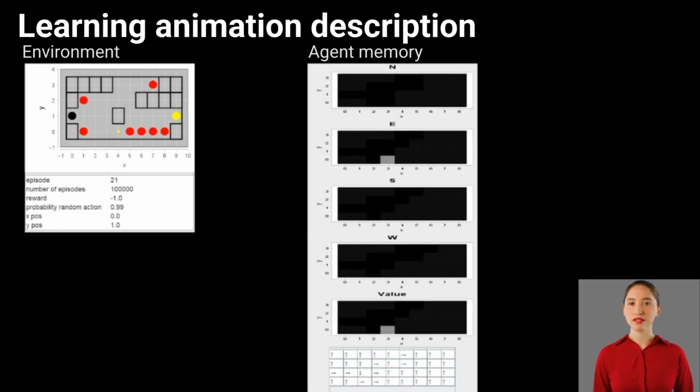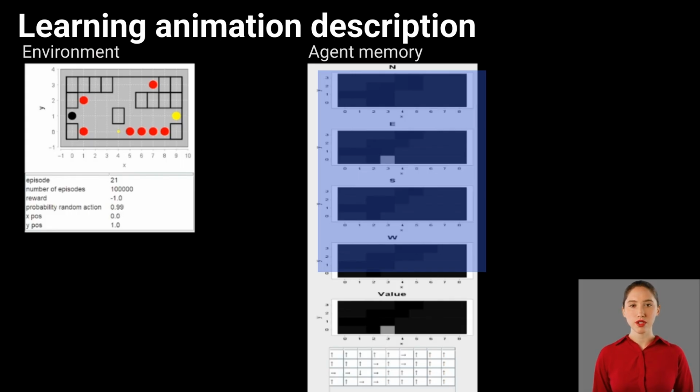The frame on the left represents the environment. Red objects denote traps. This frame also displays information such as the number of elapsed episodes. The frame on the right shows the agent's memory. The 4 upper plots represent the Q function. For example, the white cell in the east action plot indicates a positive reward for moving into the small treasure.